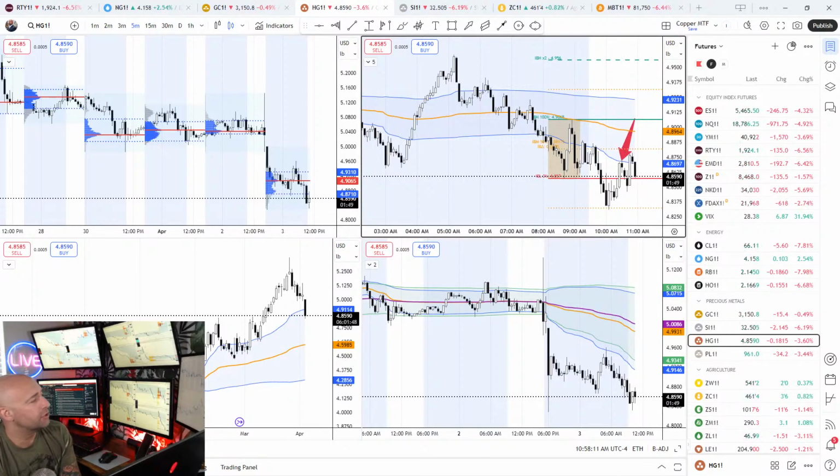Tell you what, if you know your setups, you know what you're looking for, and you just take them, it helps having just a couple of setups to focus on too.